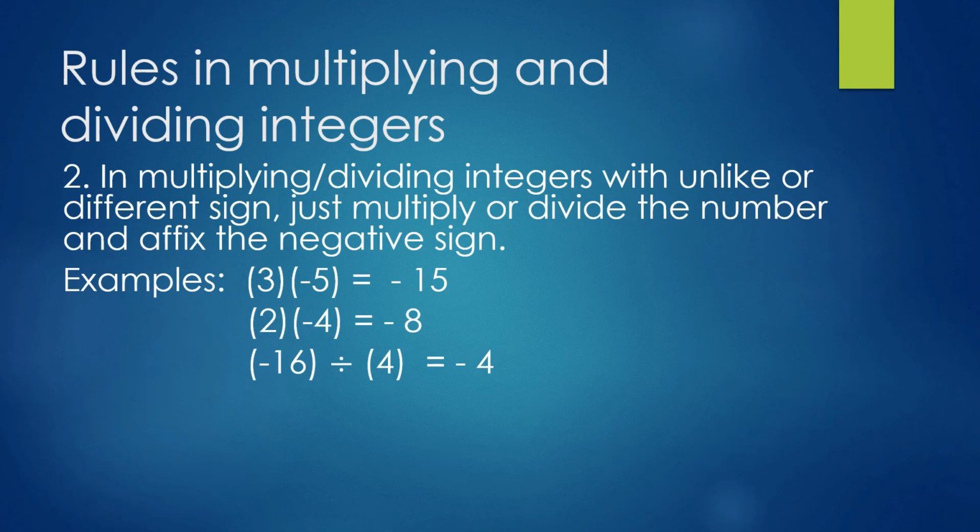Next we have negative 16 divided by 4. Just divide the numbers. 16 divided by 4 is 4. Affix the negative, so our final answer is negative 4. Next, we have positive 45 divided by negative 15, which is equal to negative 3. Just divide 45 by 15 and then affix or attach the negative. So our final answer for this is negative 3.